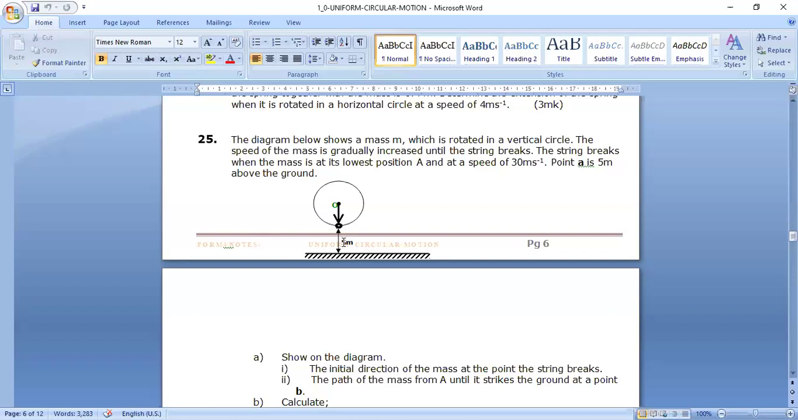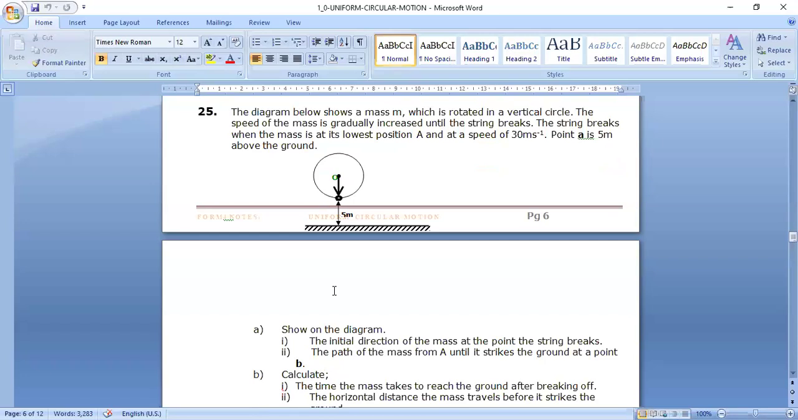And the speed was 30 meters per second. That is linear speed V. Point A is 5 meters above the ground. You can see 5 meters. So A, show on the diagram the initial direction of the mass at the point the string breaks.